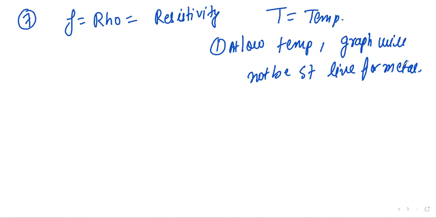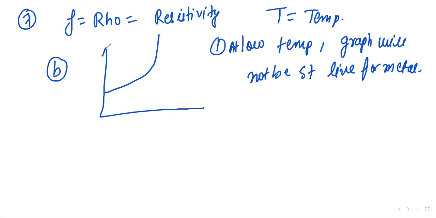So how does it look? It will be like this only. It starts from some intercept and increases. So this is the graph between resistivity versus temperature. Right.